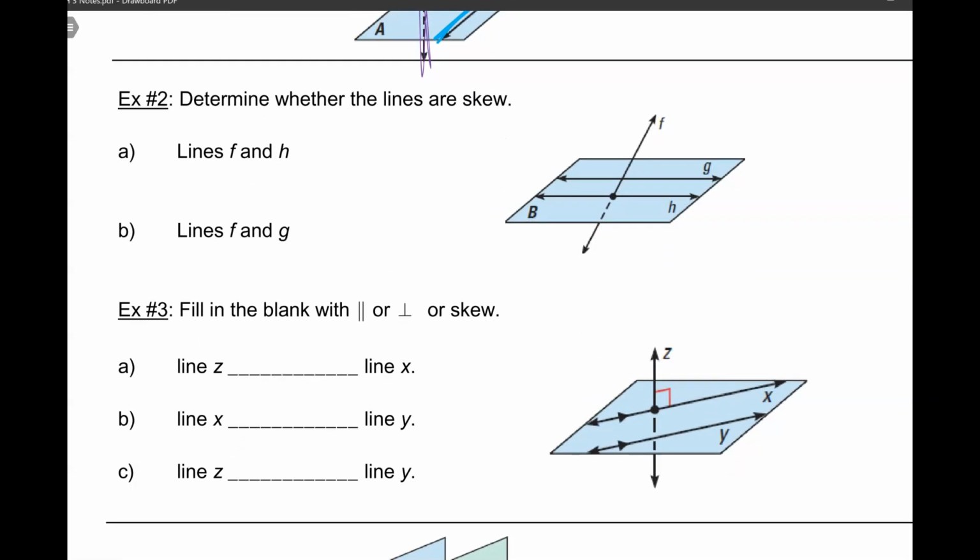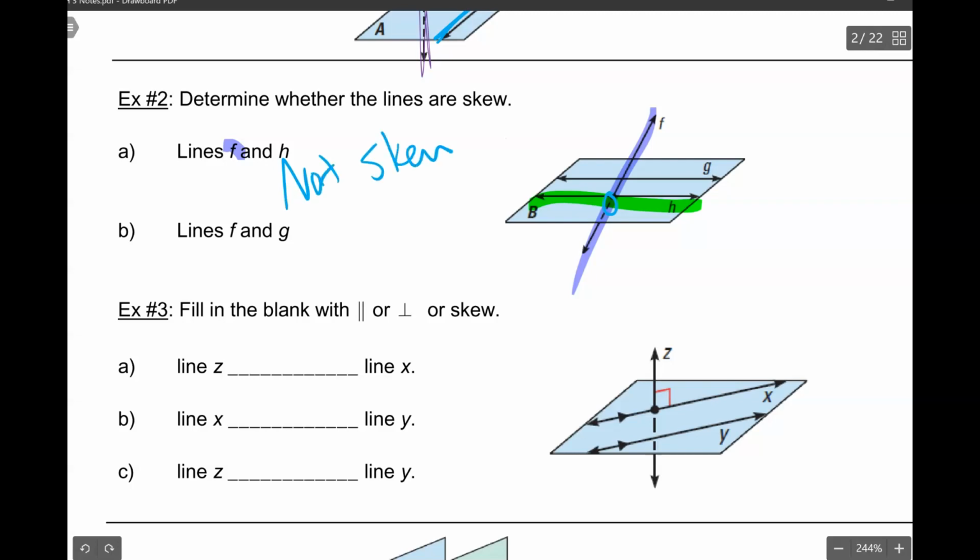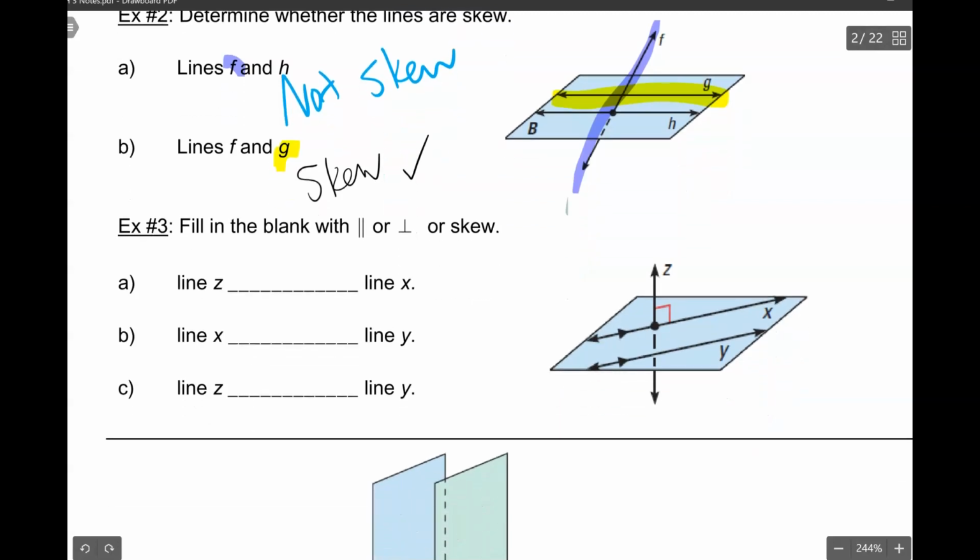Determine whether the lines are skew. So I have F and H. Turns out they're crossing, they intersect right here. So they're not skew because they actually intersect. Skew lines cannot intersect. Okay, what about if I have F and G? So G is behind and then F is in front of it. So they're not crossing. If they were crossing, they would make a little dot on the diagram showing that they intersect, but they're not crossing. So we would say they are skew.